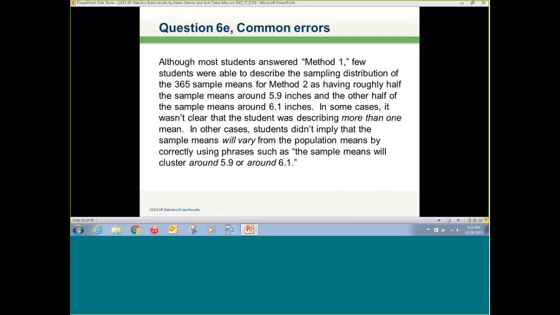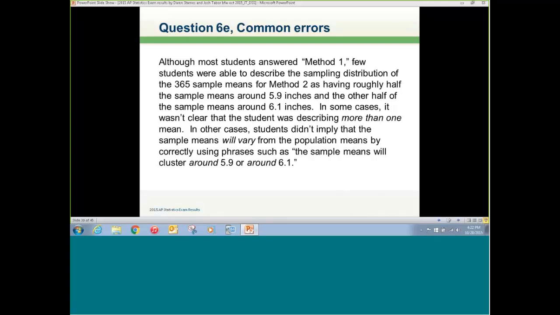In some cases, it wasn't clear that the student was describing more than one mean. In other words, we didn't see that there was a pile of X-bars around 5.9 and a pile of X-bars around 6.1. In other cases, students didn't imply that the sample means will vary from the population means by correctly using phrases like "the sample means will cluster around 5.9 or around 6.1." The student answers imply that the sample mean will always be 5.9 or always be 6.1.